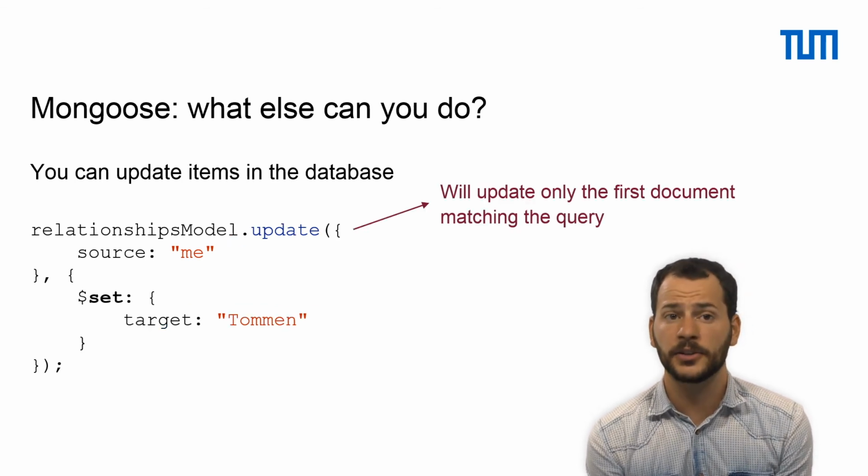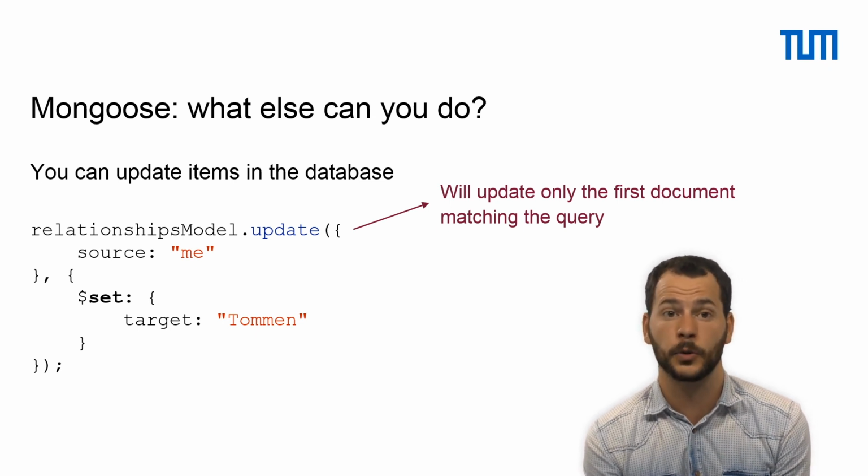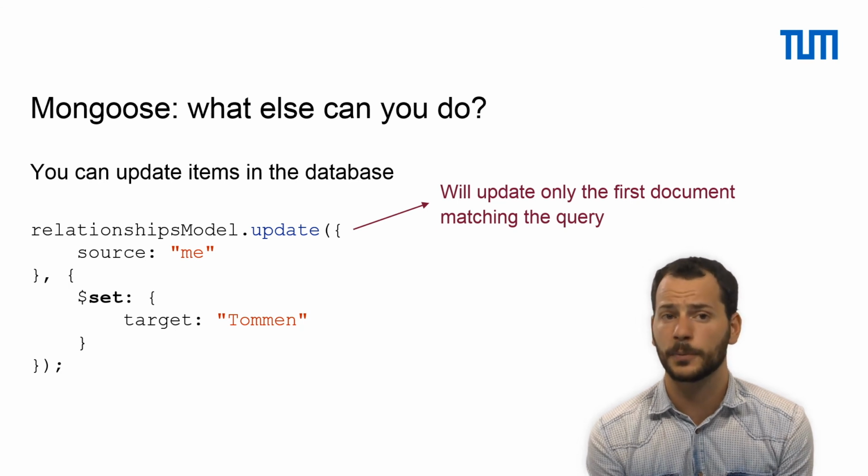Another thing that we can do is update objects. Also here you have to pay attention because the update function out of the box will only update the first filtered item that it finds in the database. So in this case, the first time it finds an object which has source me, it will update it and set the target as Toman. So if we only have one object, which is the one that we created two slides back, instead of having source me and target you, it would have source me and target Toman. The weight will always be the same.